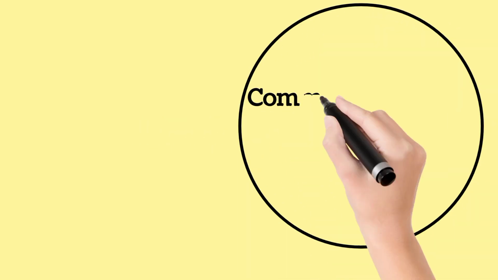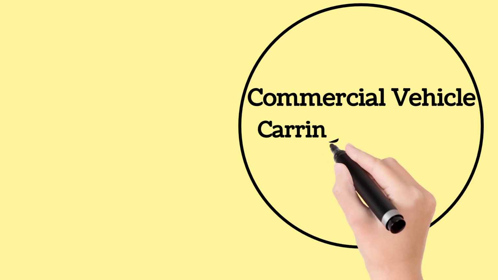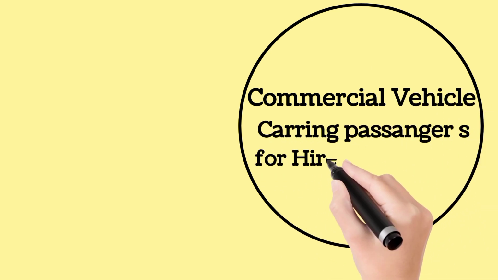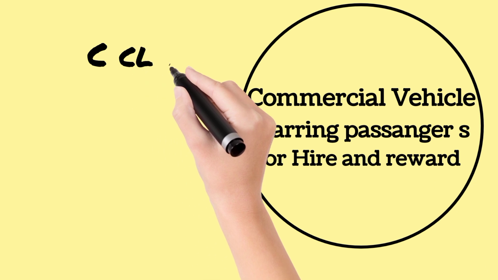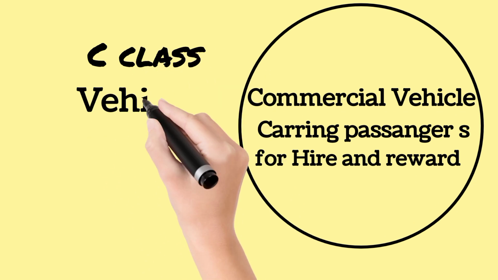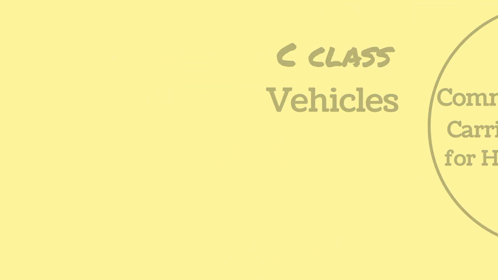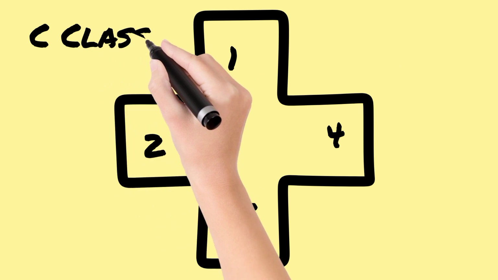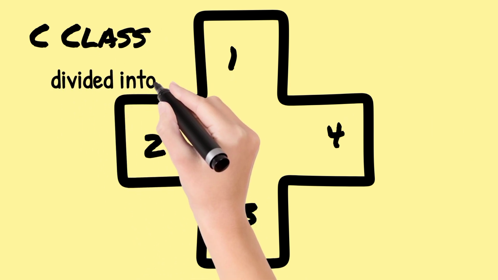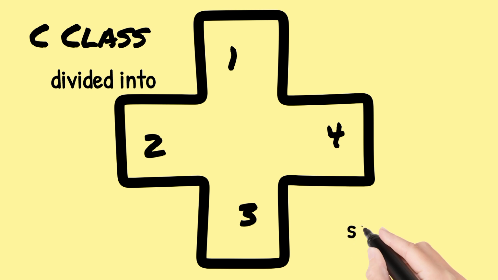Summary. Commercial vehicles which are carrying passengers for hire and reward are considered as C-class vehicles. C-class vehicles divided into 1, 2, 3, 4 sections.